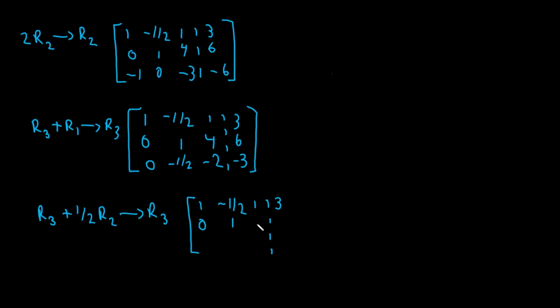The second row stays the same. And the third row, well, we add half row 2, so 0 plus 1/2 of 0 is just 0. -1/2 plus 1/2 is 0, just like we wanted. -2 plus 2 is 0. -3 plus 3 is 0. So once again, we arrive at the case where we have an entire row of zeros.